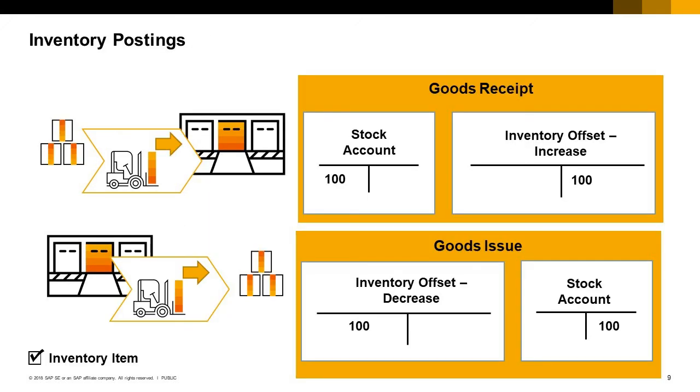If a company is using perpetual inventory, saving an inventory transaction creates a journal entry automatically. Here we see a graphic representation of the postings for a goods receipt, on top, and a goods issue, on the bottom. A goods receipt creates a journal entry that posts the value of the received goods on the debit side of the stock account and the credit side of the inventory offset increase account. A goods issue creates a journal entry that posts the value of the issued goods on the debit side of the inventory offset decrease account and the credit side of the stock account.